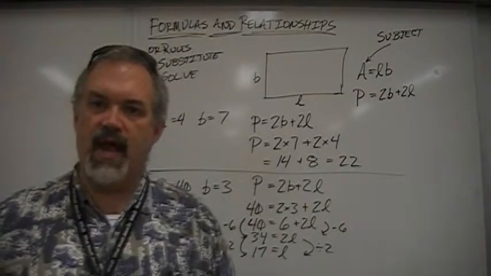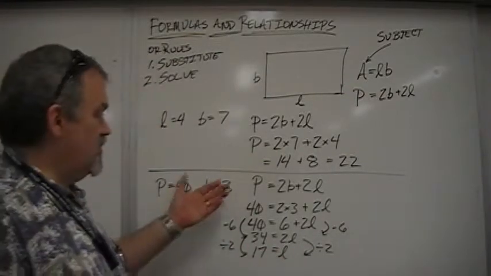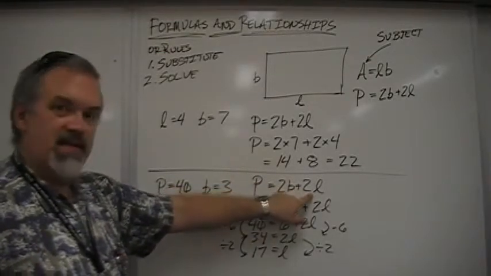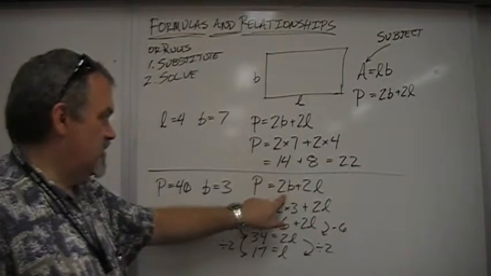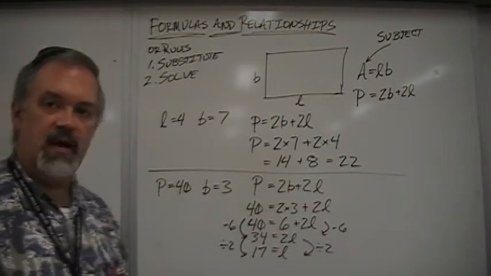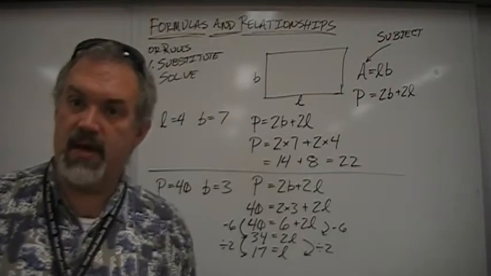Okay, we've just solved that. And we could put that all back into our formula and say 2 times the length, that's 2 times 17 is 34, plus 2 times the breadth, that's 6, equals 40. That should be what I have, and it is. And that is formulas and relationships.